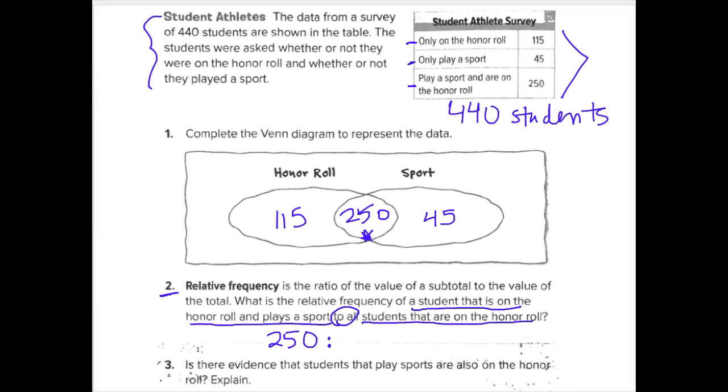Let's think about this for a second. I have 115 that are honor roll only, and 250 that are both. So for these students right here, I'll underline it in red. All students on the honor roll include the honor roll only and honor roll sport kids. So we're looking at 115 plus 250. So we have a total of 365 kids that are included in the honor roll.